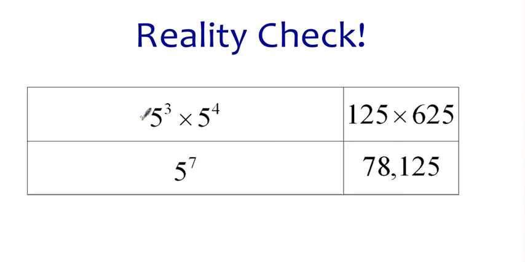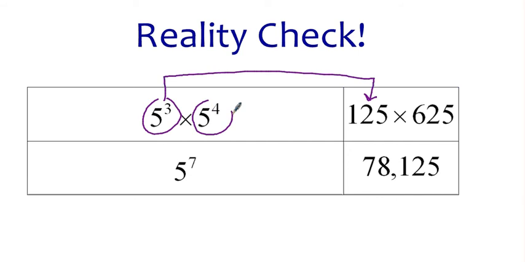To give you a sense of confidence that that really is true, you might take a calculator and check that 5 to the third power is 125 and 5 to the fourth power is 625, and use your calculator to multiply those two answers together and check that you get 5 to the seventh power, which is 78,125.